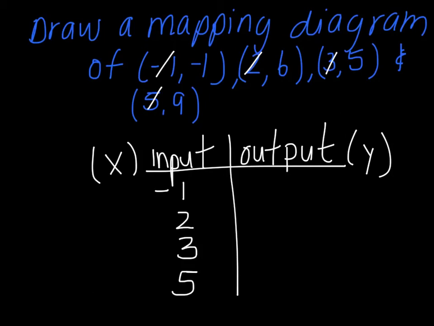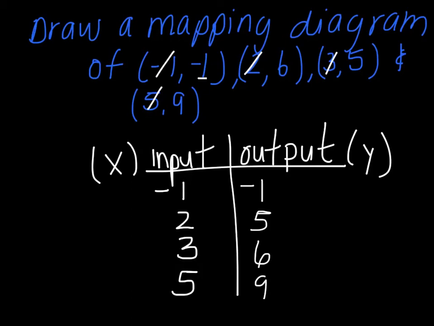Now we're going to list all of the Y's. Again, you want them to be in order, so either in increasing or decreasing order. So if we start with -1, the next number that should come is not 6, but 5. So 5, 6, and 9.